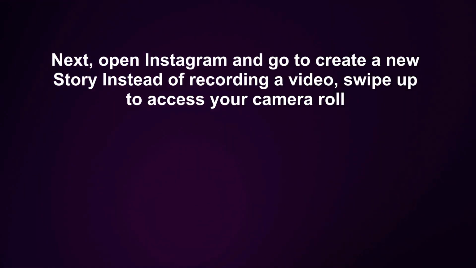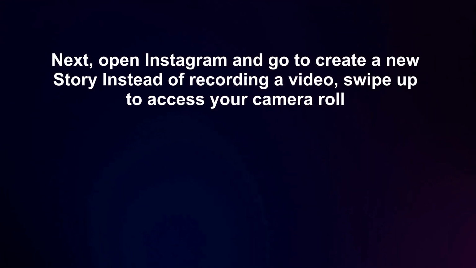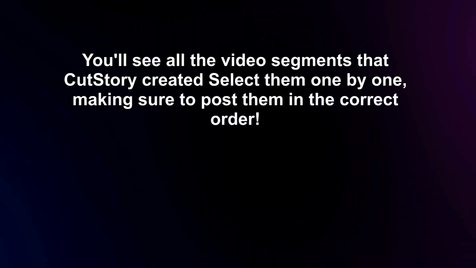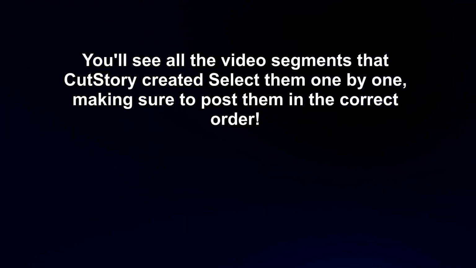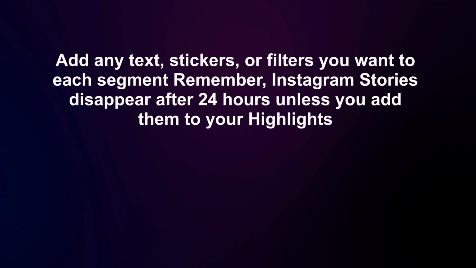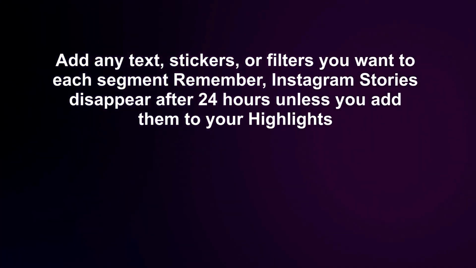Next, open Instagram and go to Create a new story. Instead of recording a video, swipe up to access your camera roll. You'll see all the video segments that CutStory created. Select them one by one, making sure to post them in the correct order. Add any text, stickers, or filters you want to each segment.